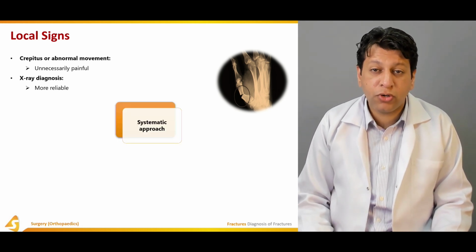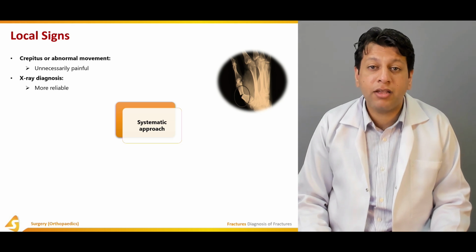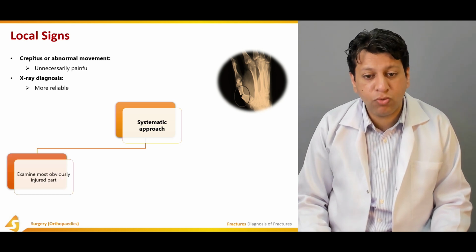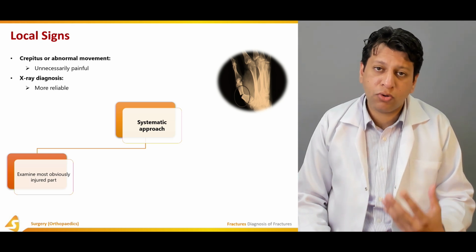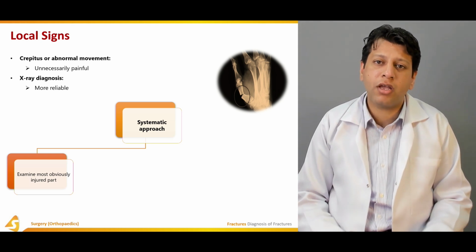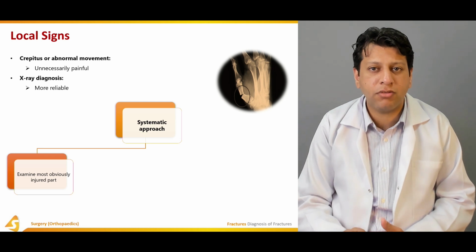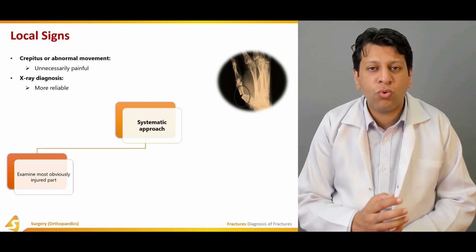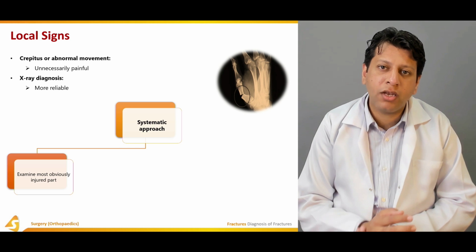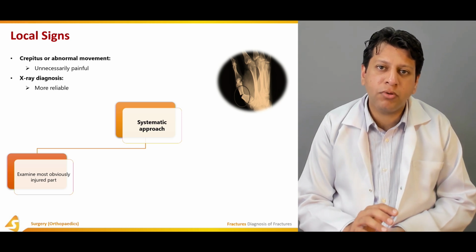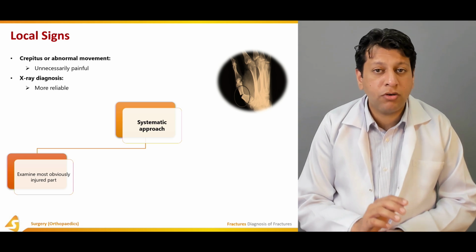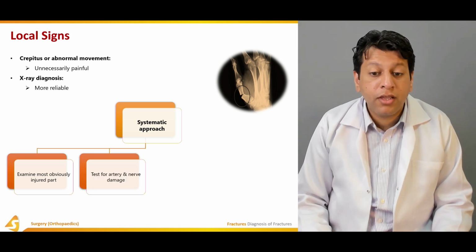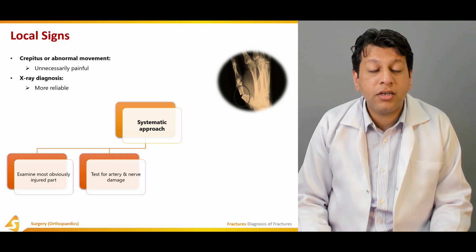A systematic approach is important when we're dealing with fractures, and that approach is look, feel, and move. You look at the patient and try to assess what could be wrong. If the patient says, I had a fall on the outstretched hand on the right arm, and he is holding his elbow, then most likely the injured part is the elbow joint, not the wrist joint, not somewhere else. Then you test for artery and nerve damage.